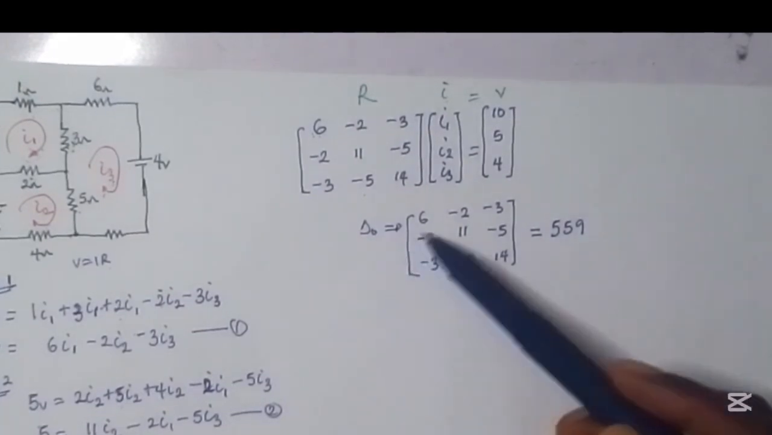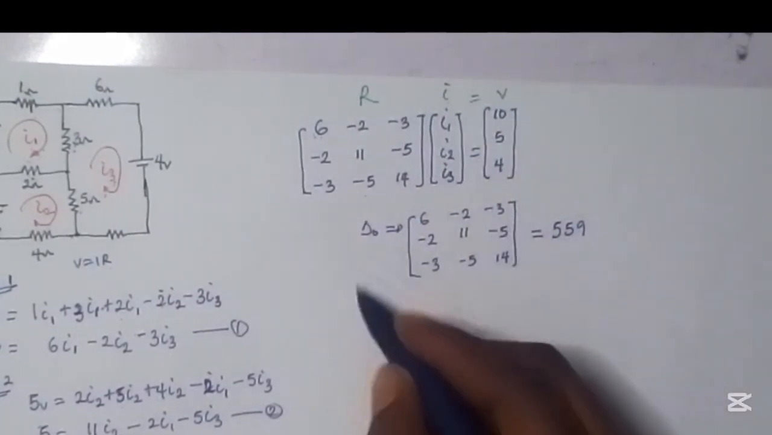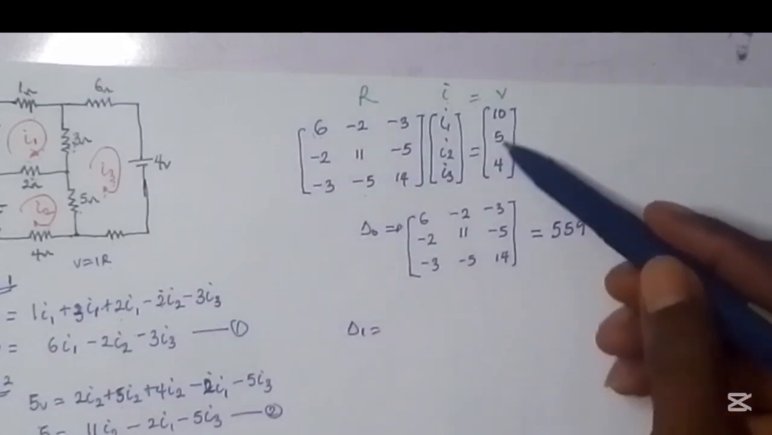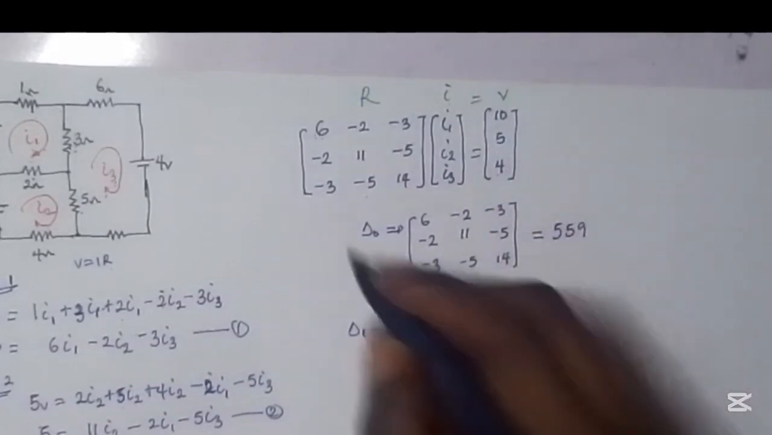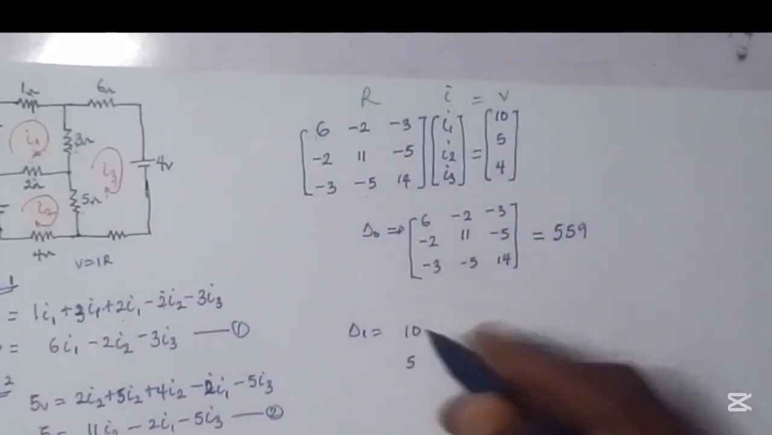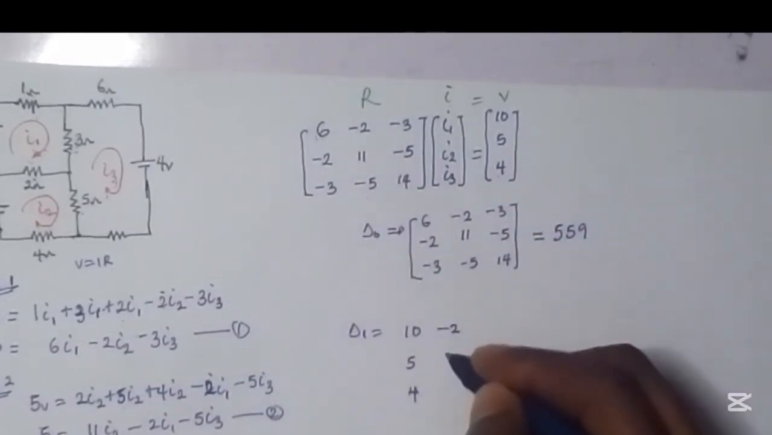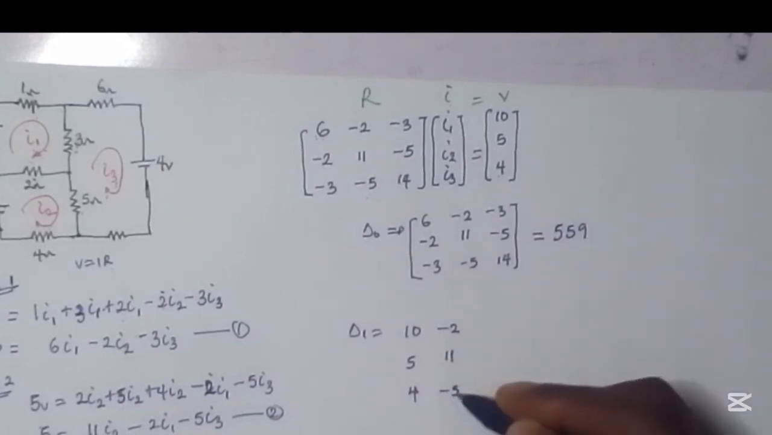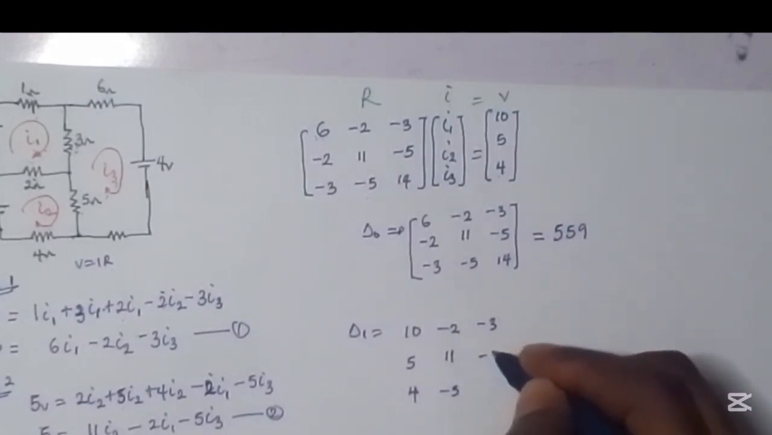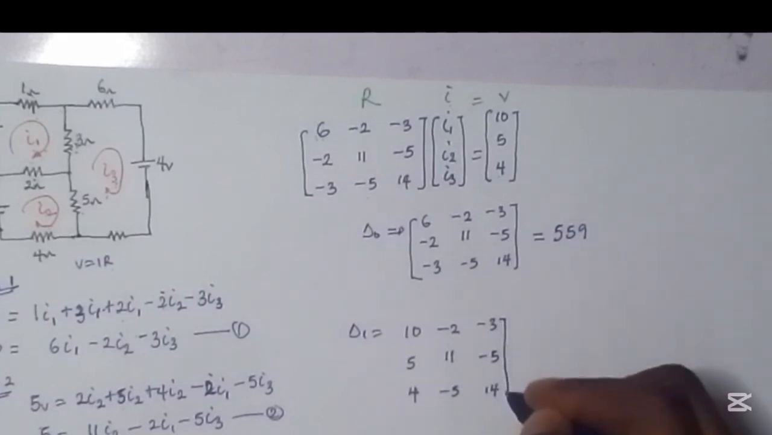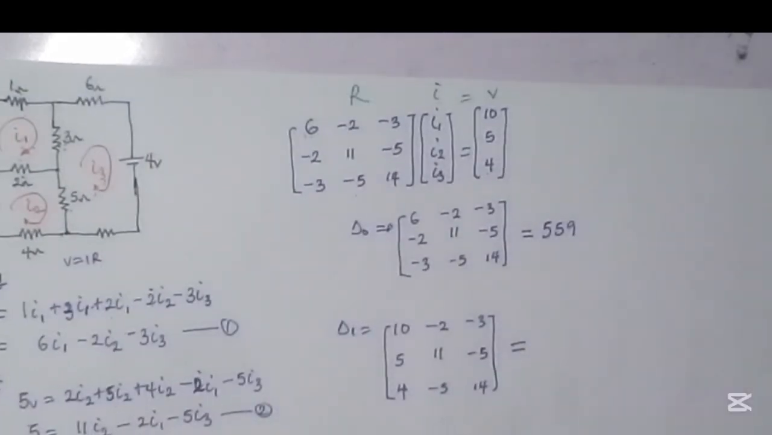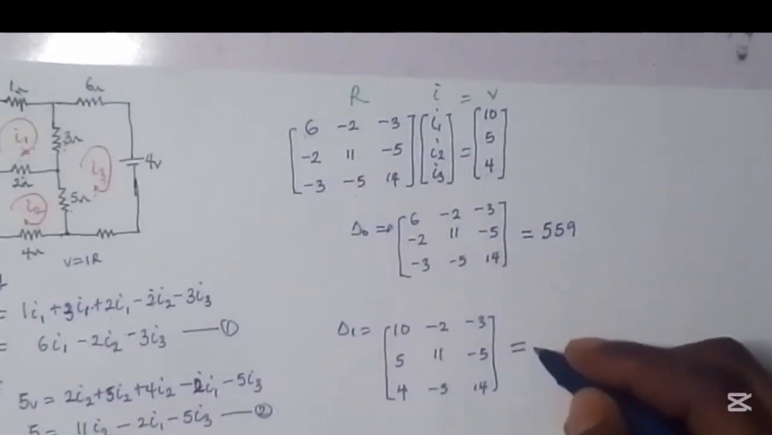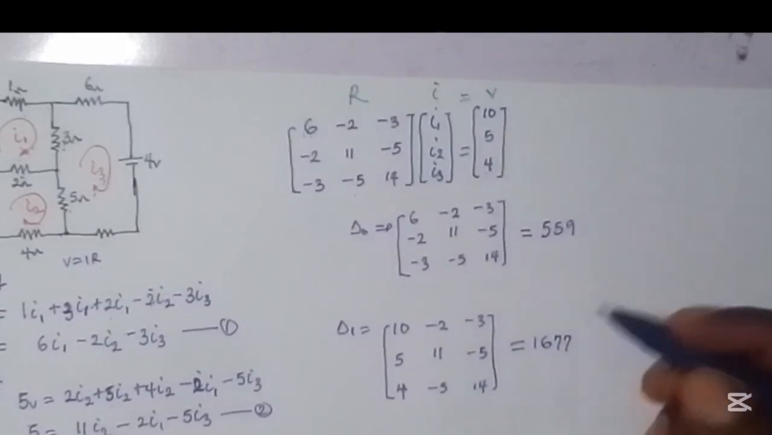Next, I'm going to form the matrix for I1. Let's call it delta 1. Here, I'm going to replace the first column with the voltages so that we can get delta 1. So replacing it, what I will have is 10, 5, 4 as the first column; minus 2, 11, minus 5; minus 3, minus 5, 14. The same way, I'm going to use my calculator to look for the determinant of this new matrix, which is 1677.